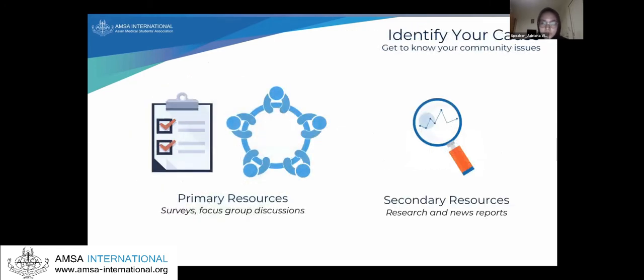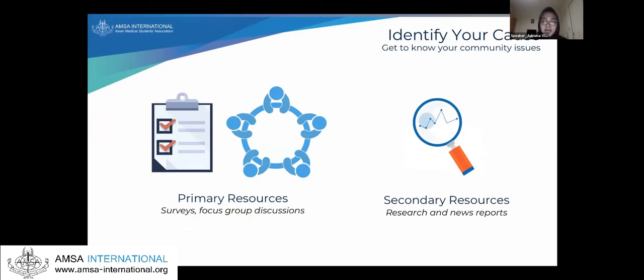So the first step is to identify your cause. My tip to identify the right cause for you is to look within yourself first. You can do a reflection about your standing in the community. How do you feel about your community? What things do you think are a problem and something you would like to solve?